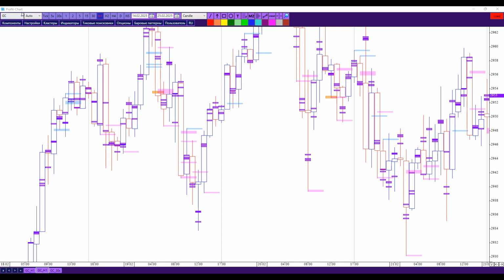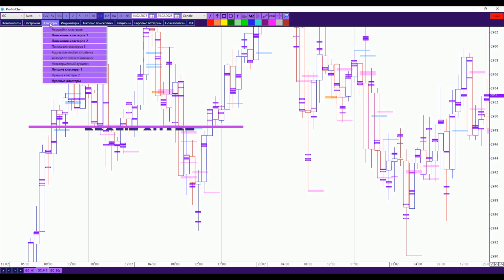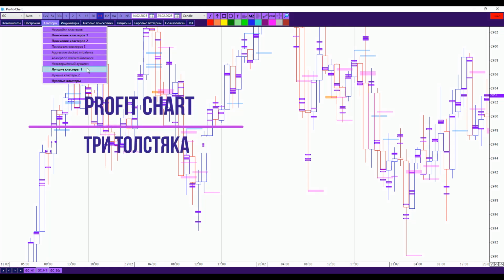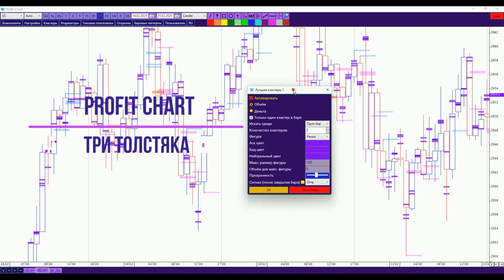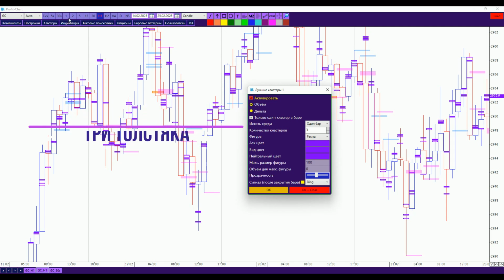In the Profit Chart platform, new visualization opportunities for volumetric analysis have appeared. They are called the bookmarks Best Closures 1 and Best Closures 2. What opportunity do they give? For example, highlighting the volumes of the maximum rating in a particular candle on any time frame you choose.